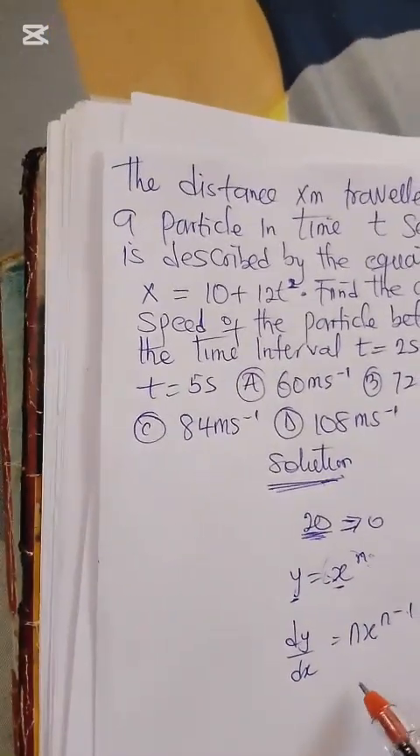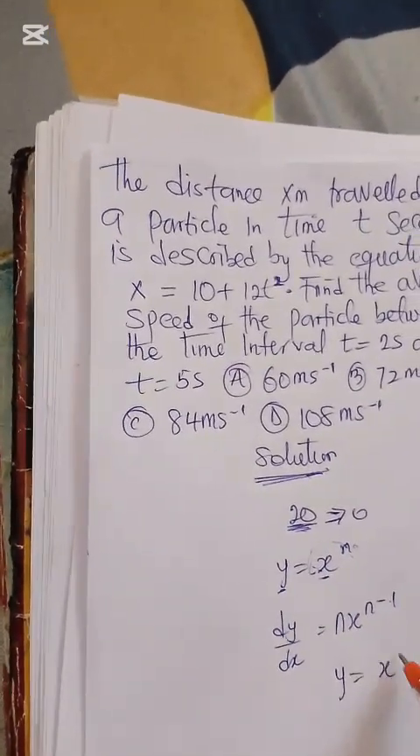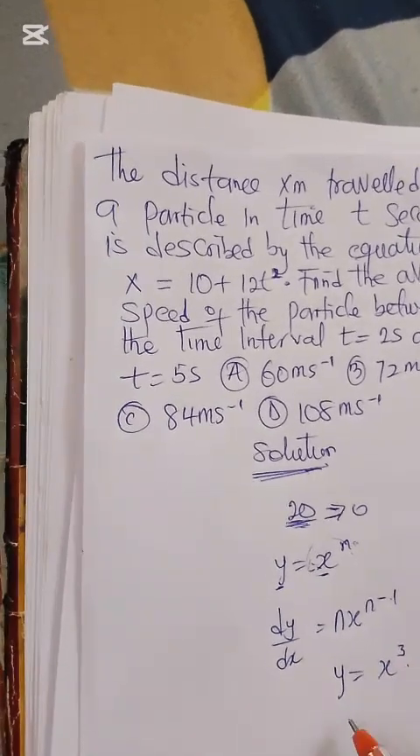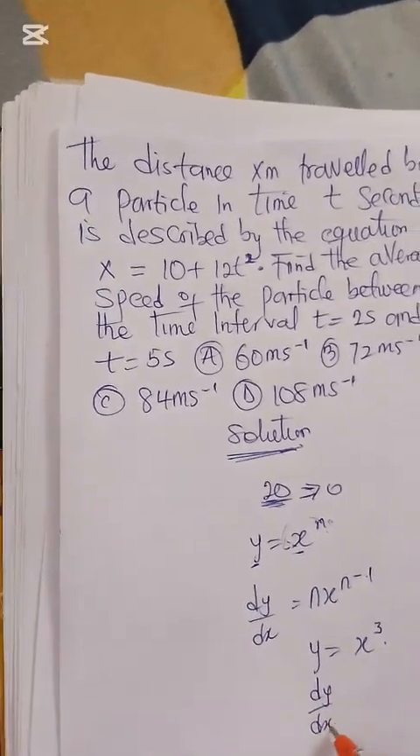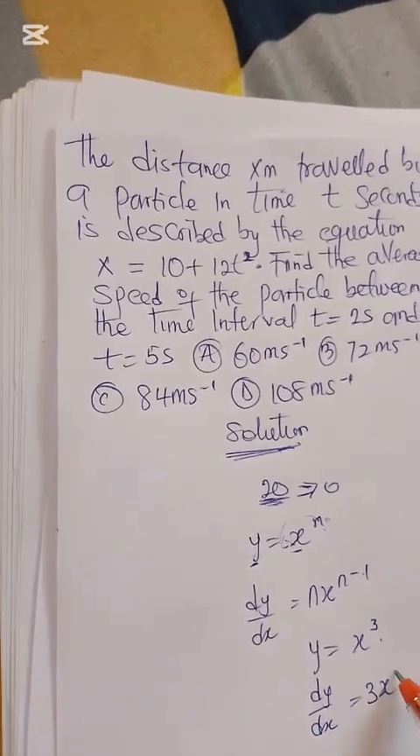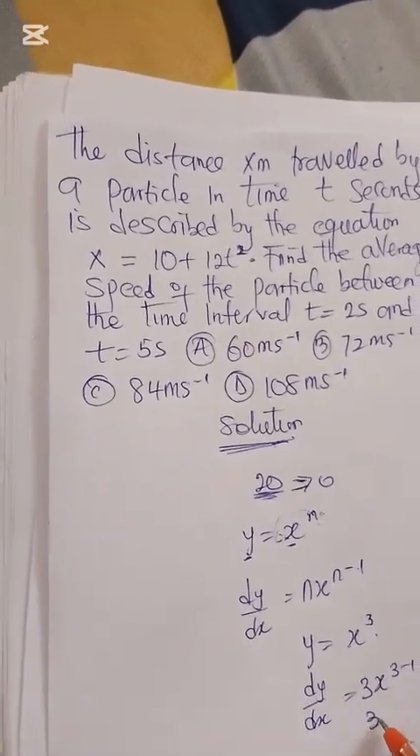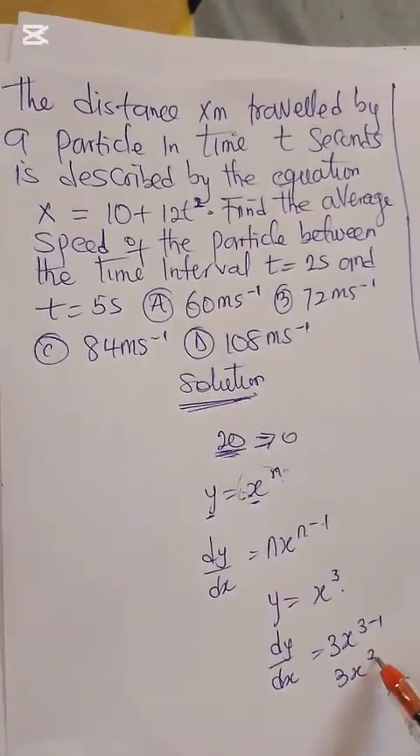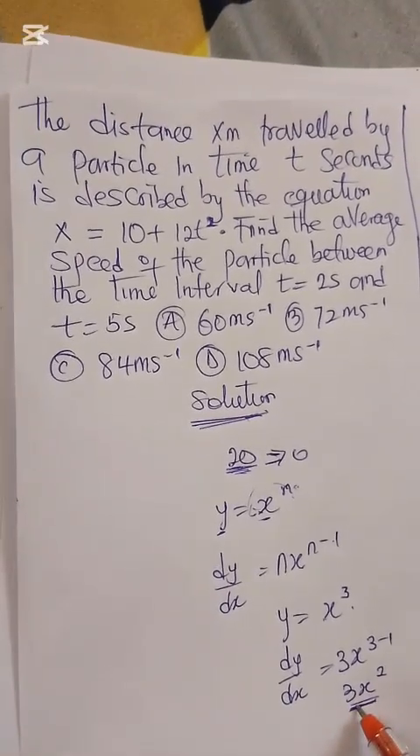So if I have something like, let's say, y equal to x raised to power 3. If I'm to differentiate this now, dy over dx will give me, this comes to multiply this to give us 3x raised to power 3 minus 1, which is 3x raised to power 2. So I have differentiated this.